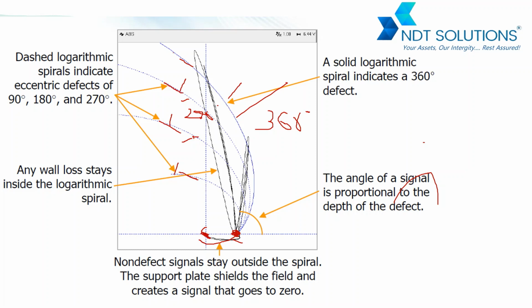And if you have holes, a through hole, or an 80% or 60% flat bottom hole, it won't cross this one. The indication will be like this. It won't cross this line. So try this and let me know.